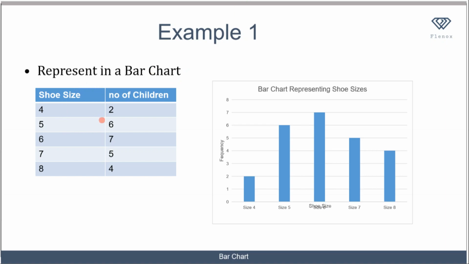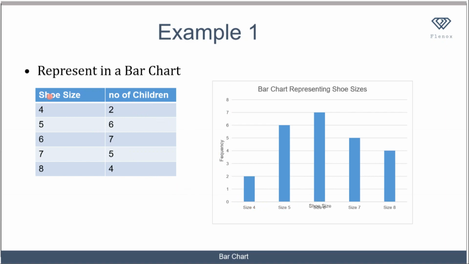So now let's proceed and try to represent in a bar chart our previous example in which we considered the shoe sizes. If you recall, we had 24 children and we were given the distribution of their shoe sizes, which we then represented in terms of a frequency table. So we can try to represent it by making our horizontal axis show the shoe sizes. So here we have size 4, size 5, size 6, size 7 and size 8, while our vertical axis shows the frequency or the number of children that use that particular shoe size.